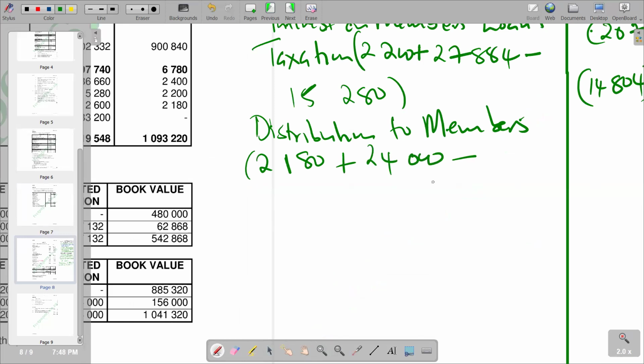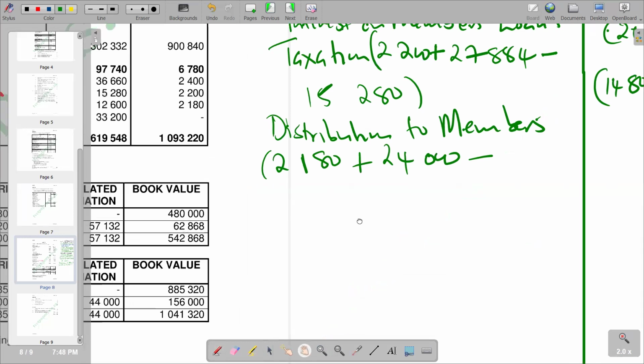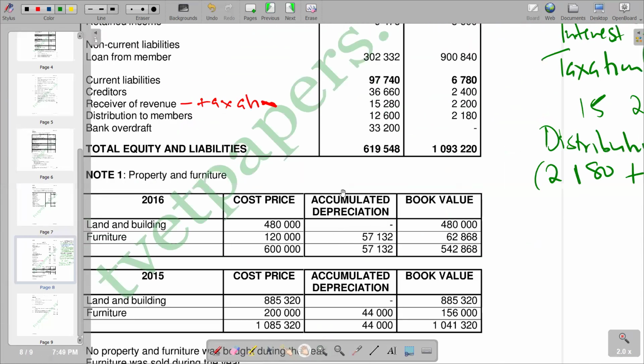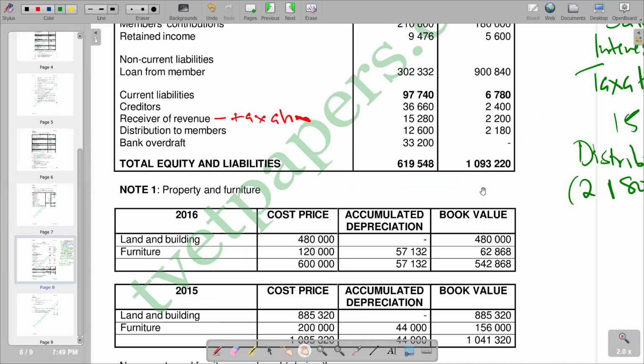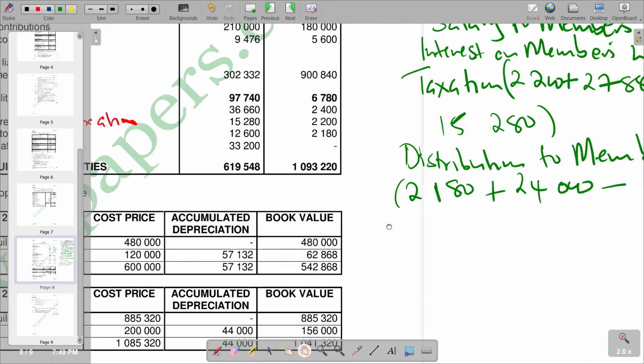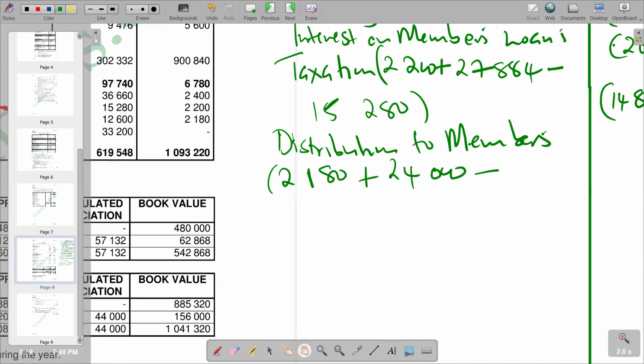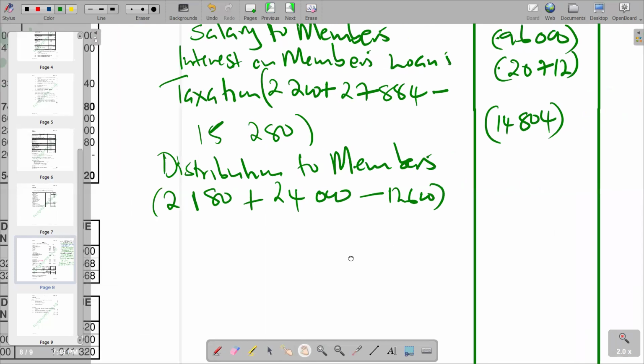And then we subtract taxation at the end of the year. So we come here, we see that taxation at the end of the year is 15,208. It's 12,030, sorry, 12,030 here. So basically we are saying 2,108 plus 24,000 minus 12,600. We calculate it there, you're going to get 13,580. So we have got 13,580.